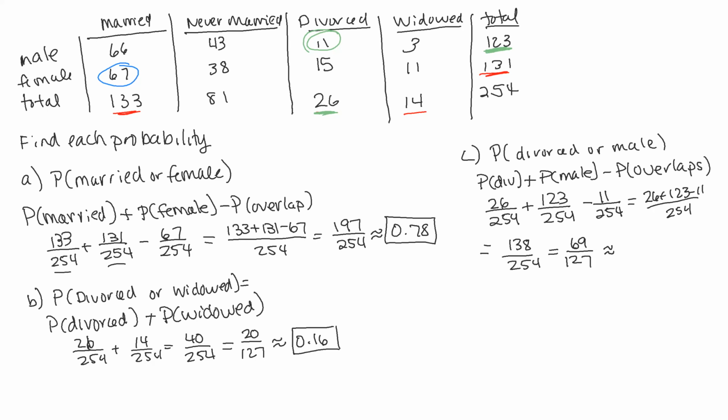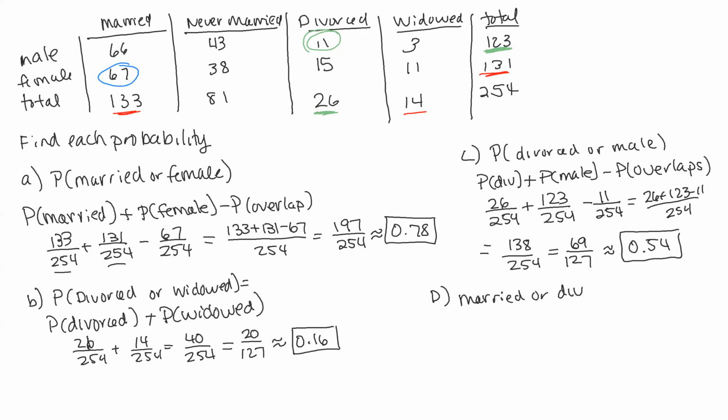And then if we write that as a decimal, we would get 0.54. So approximately 54% of this table is male or divorced. So again, if you choose one person at random, the probability of getting somebody that is male or divorced would be 54%.